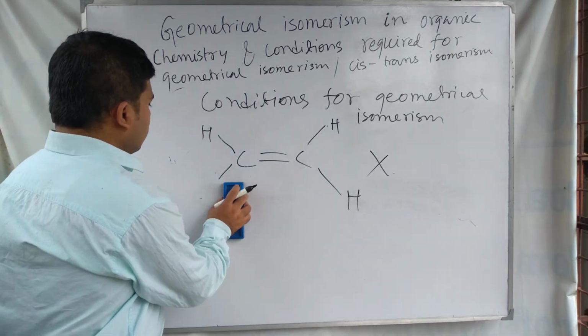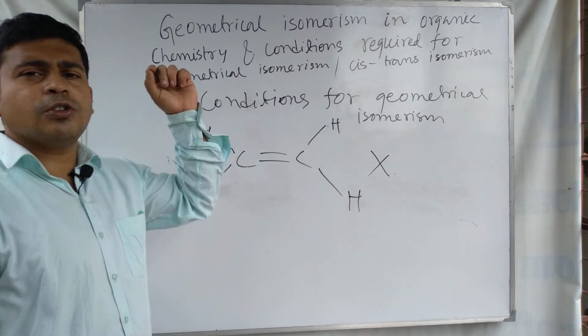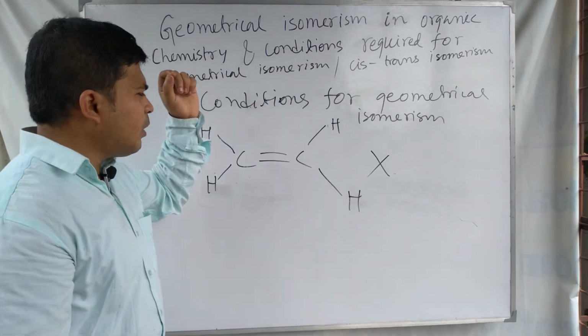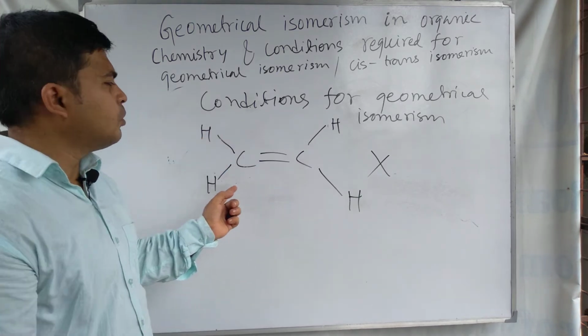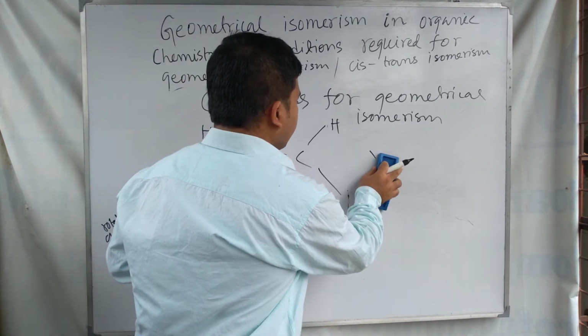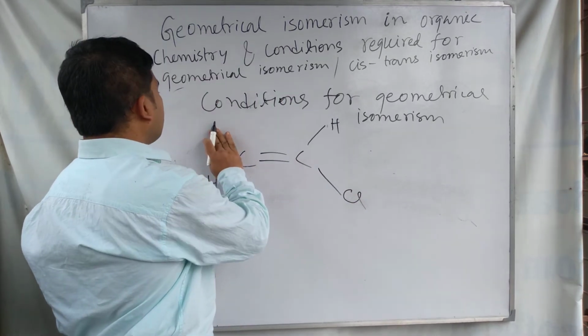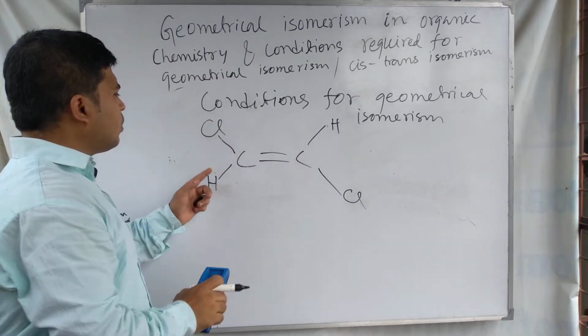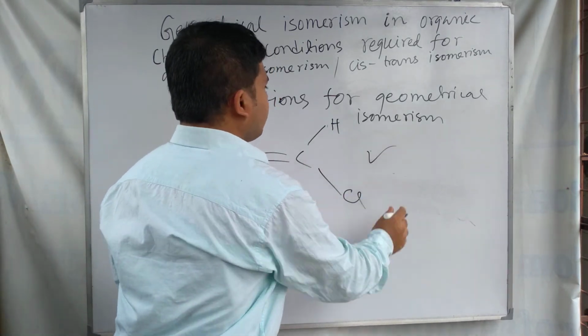And suppose this one. For this one geometrical isomers are not possible because the groups are similar. So for getting geometrical isomers, the groups should be different from each other, then we can find the geometrical isomer.